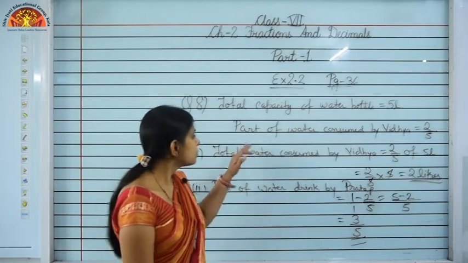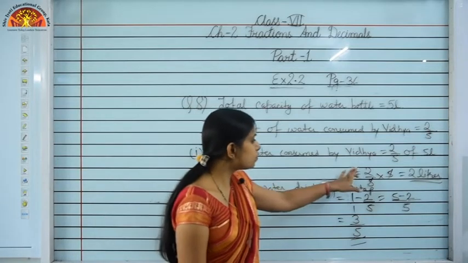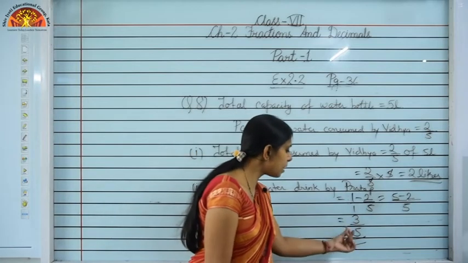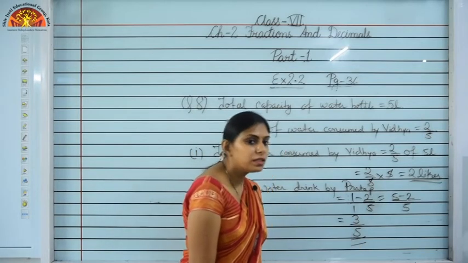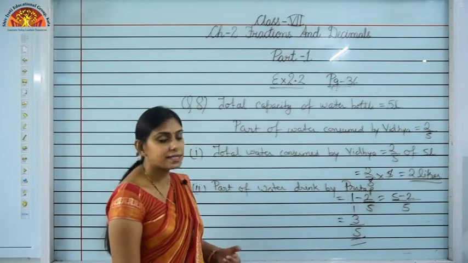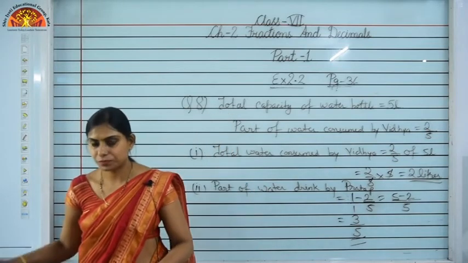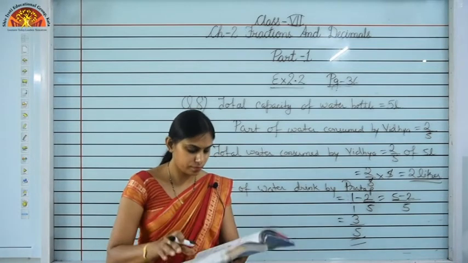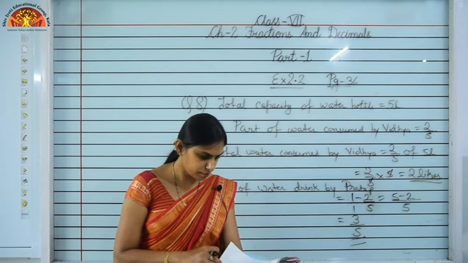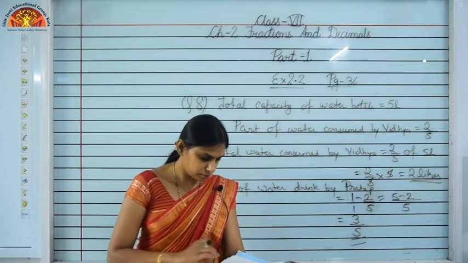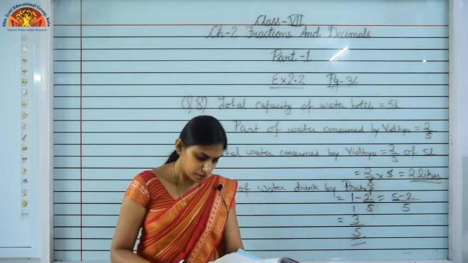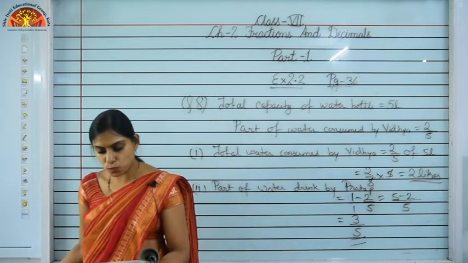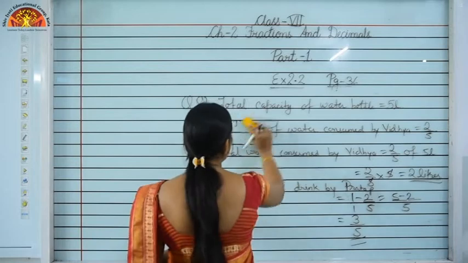Got it, children? So the total water consumed by Vidya is 2 liters and the part of water drunk by Pratap is 3 upon 5. Got it, children? Now we will move to the next exercise, exercise 2.3. So please open exercise 2.3 now, that is on page number 41.